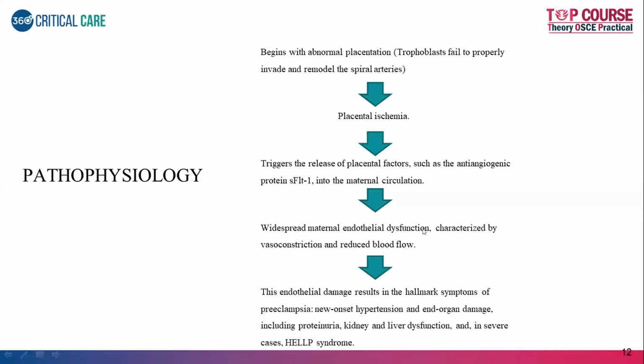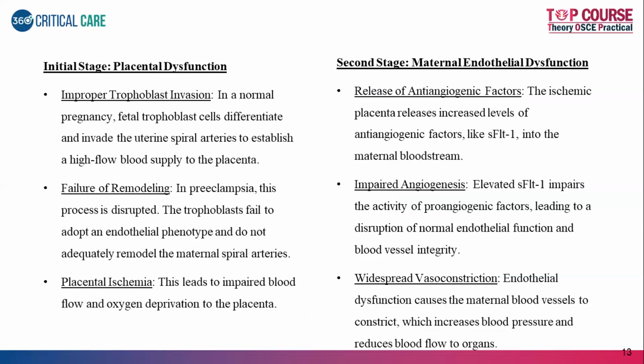What happens if there is an endothelial dysfunction? Vasoconstriction. Vasoconstriction causes hypertension. Vasoconstriction in other organs causes AKI or liver dysfunction or any other thing, and the reduced blood flow, right? So this is the pathophysiology. If you want more marks, you can write the stages.